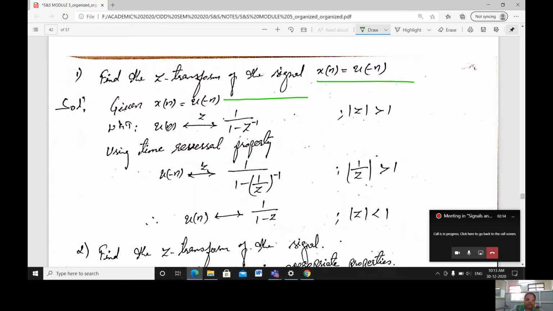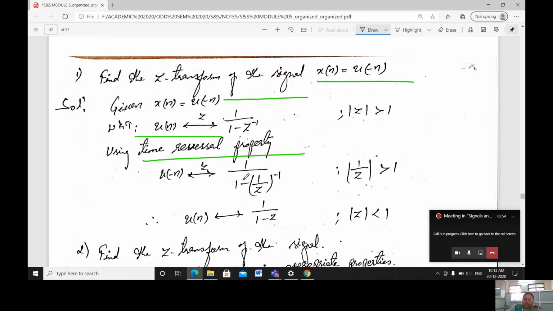We know the Z transform of u of n, we already found out this equation, how we get the Z transform for our unit step function. The Z transform is 1 divided by 1 minus Z inverse, where mod of Z is greater than 1. Here u of minus n is there, which means we have to use the time reversal property. In the time reversal property, Z inverse is taken, that is, Z is taken as its inverse, meaning 1 by Z.